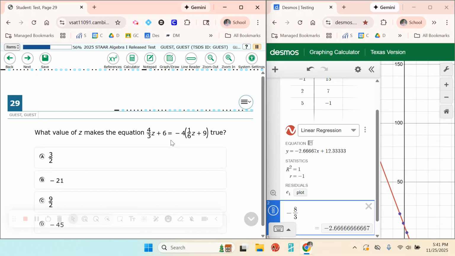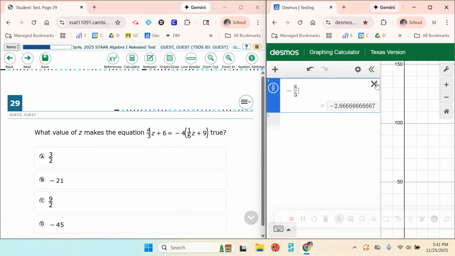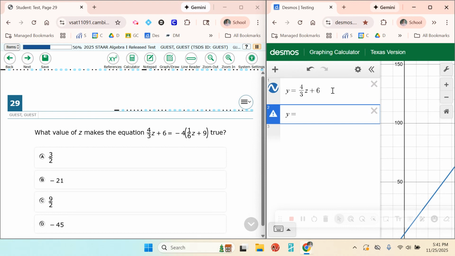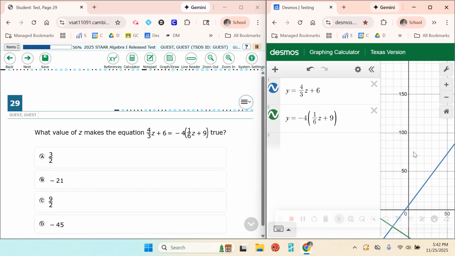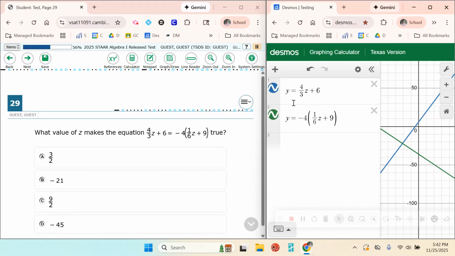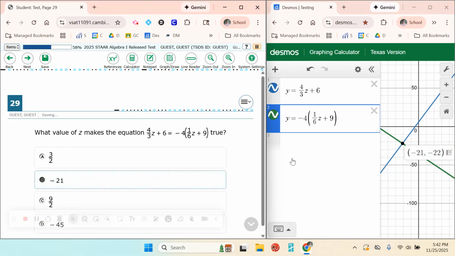29, we're back to this. We got an equal sign, something on the left side, something on the right side. So we're going to go in. We're going to say y equals 4 over 3 z plus 6. I'm going to say y equals negative 4, parentheses 1 over 6 z plus 9. Now this would be a very time-consuming process to even do by hand, and look how easy it is now. I've got a blue and a green. Click on where blue crosses green, and only look at the number on the left. In this case, that is negative 21.